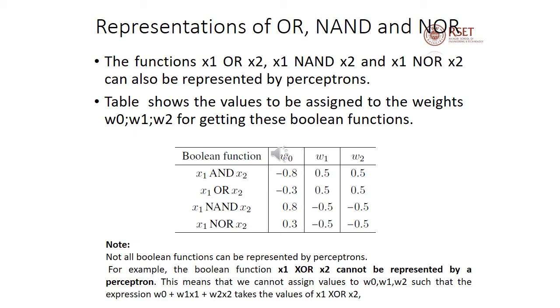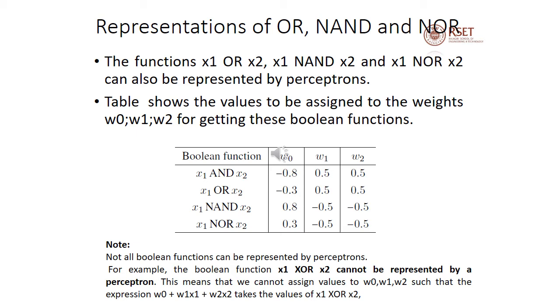Let's see the different weights associated with each Boolean function. For the AND gate, W0 is minus 0.8, W1 is 0.5, W2 is 0.5. For the OR gate, it is minus 0.3, 0.5, 0.5. For the NAND gate, it is 0.8, minus 0.5, minus 0.5. For the NOR gate, it is 0.3, minus 0.5, minus 0.5.